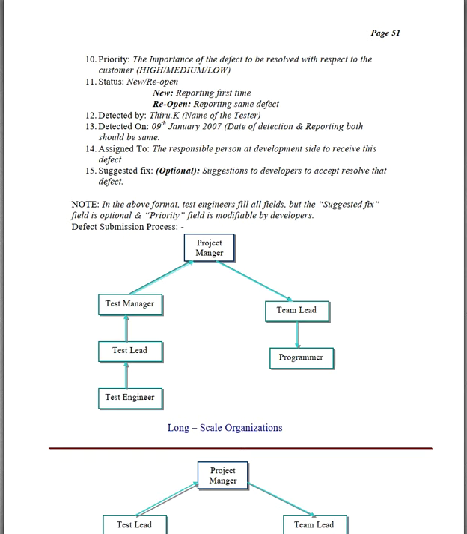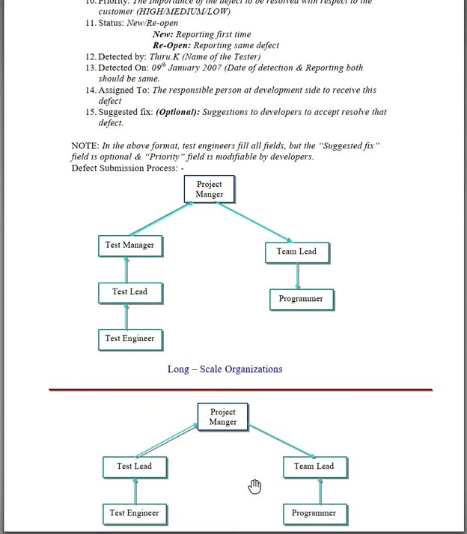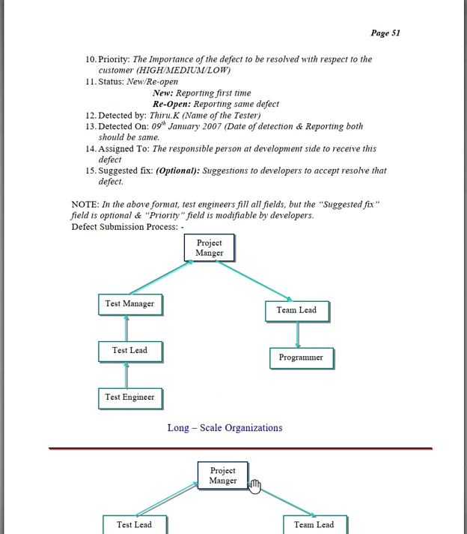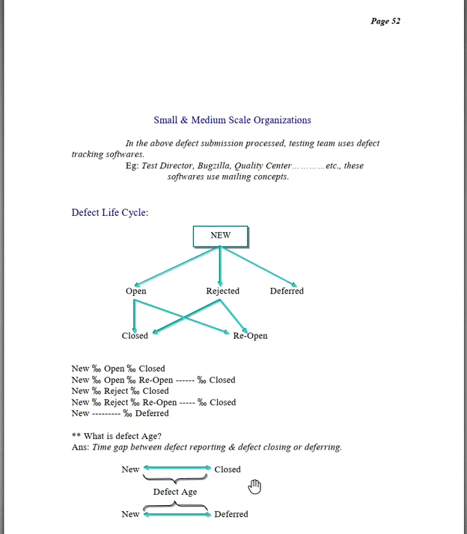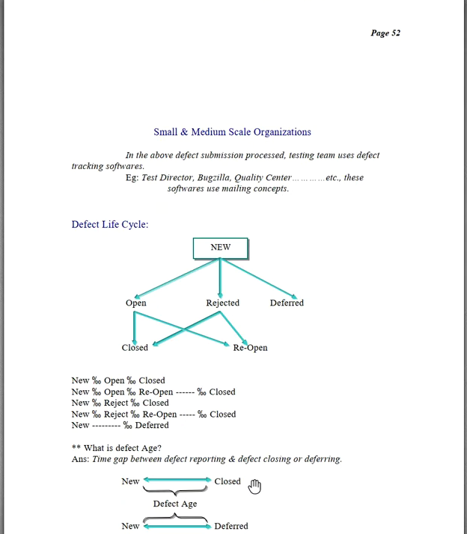Then there is the status, like new, reopen, detected, and to whom it is assigned, and the suggested fix. There is a large scale organization picture represented in this diagram, where the test engineer reports to the test lead, then to the test manager, and then the project manager. In other organizations, the hierarchy will be a little bit simpler.